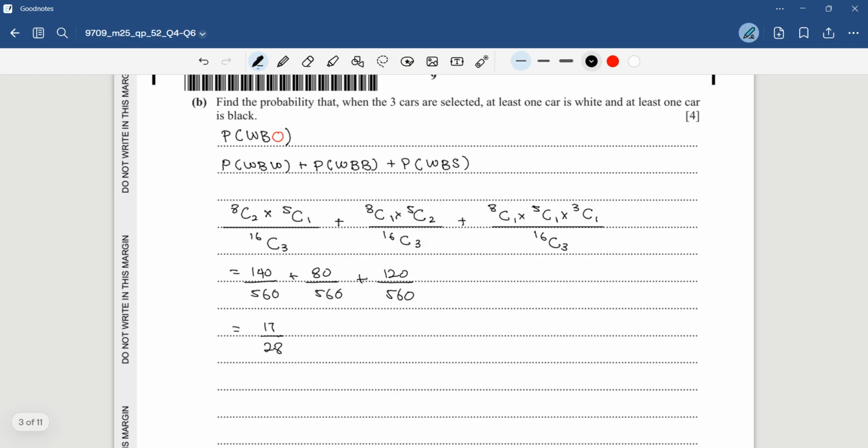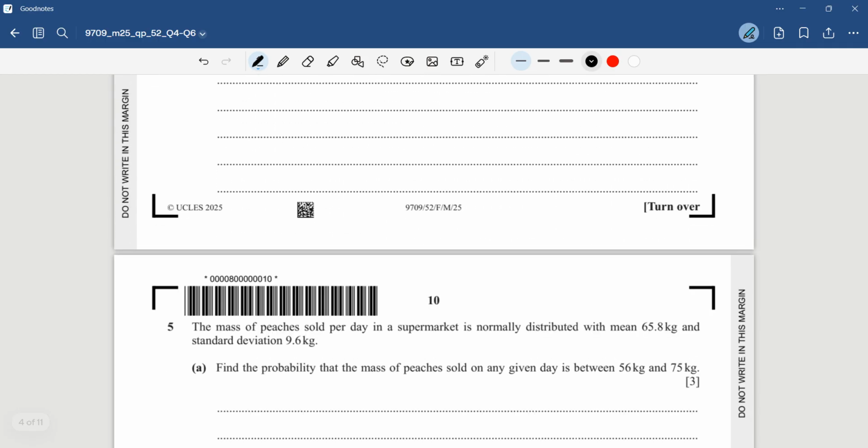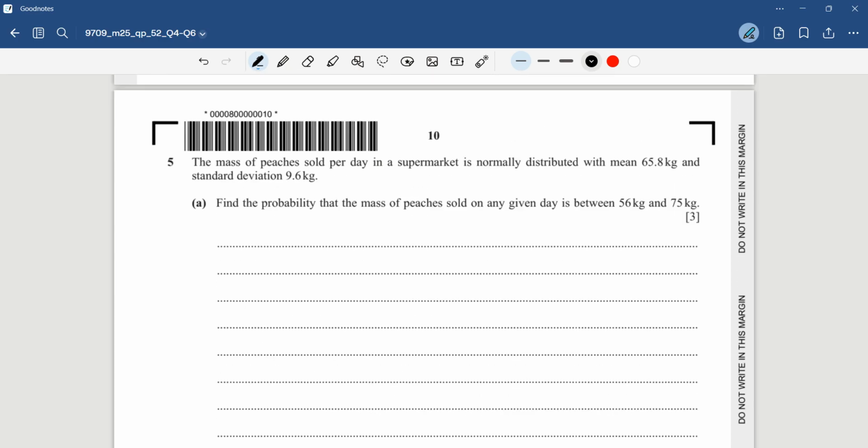Okay, now let's go to question number 5. The mass of peaches sold in a shop is normally distributed with mean and standard deviation. Technically, the standard deviation is not the variance. So I just put N, with the mean 65.8 and the standard deviation 9.6. So the variance is 9.6 squared.